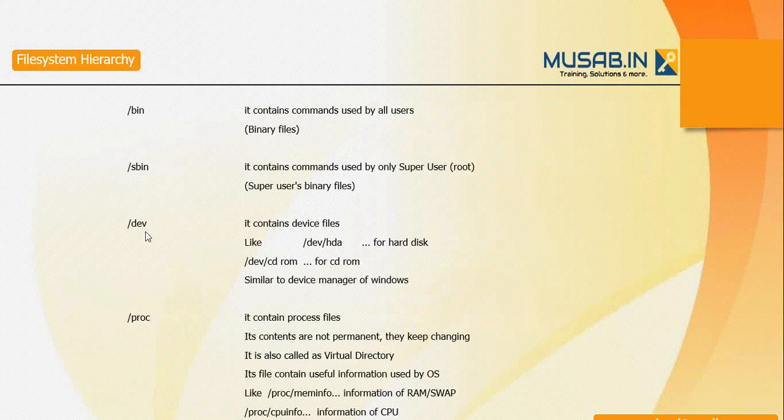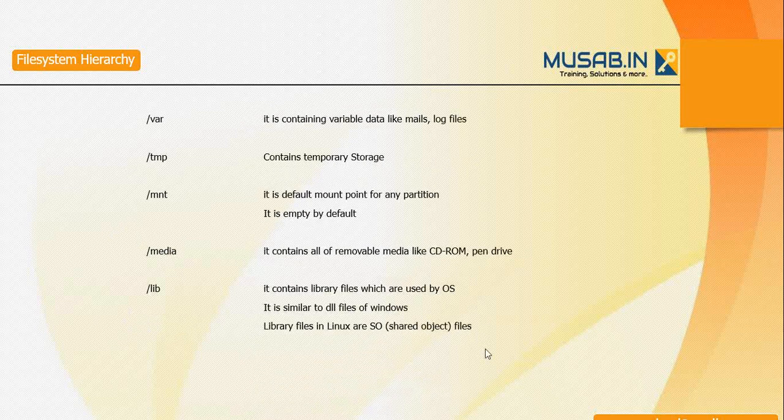All the devices information, in fact hardware information, you can find in /dev. It's like your device manager. Then like task manager, you have something called /proc that contains all the process files which are running. Then /var contains all variable data like mail and logs. /tmp is a temporary folder to store temporary data that might be needed during installation or so.